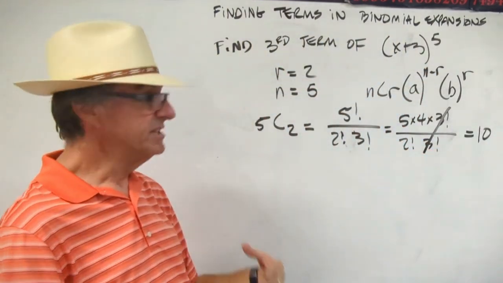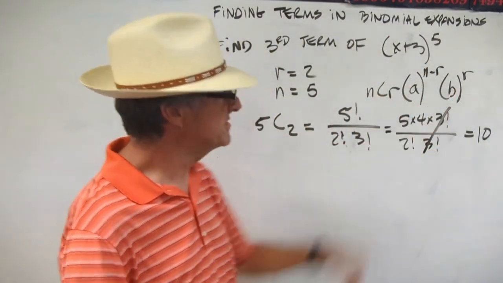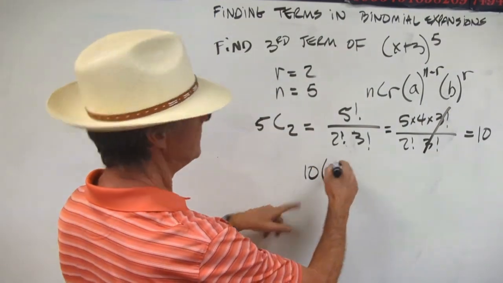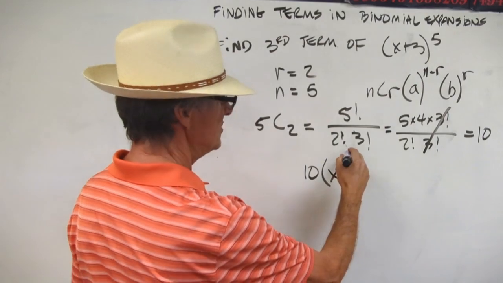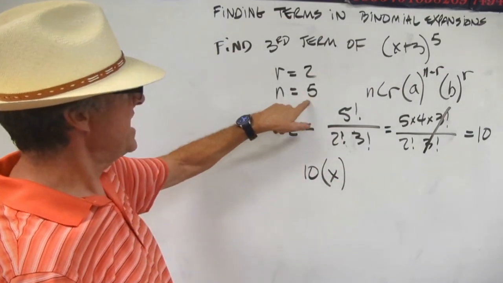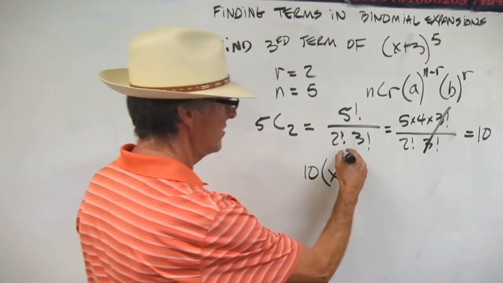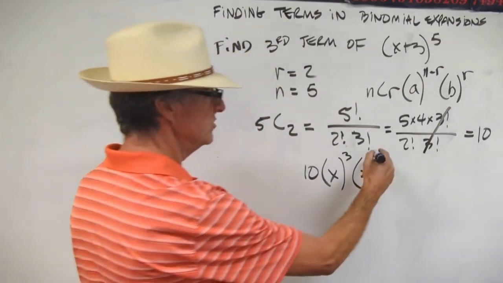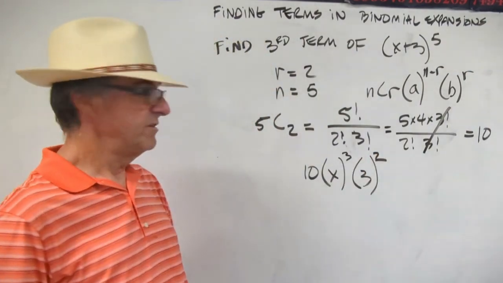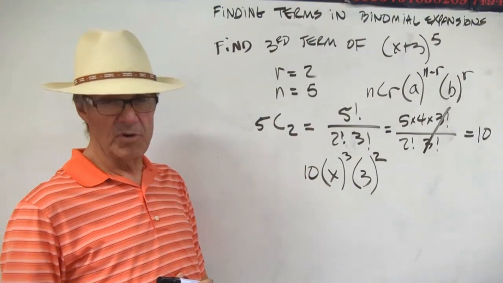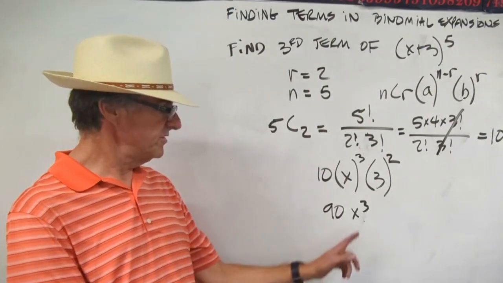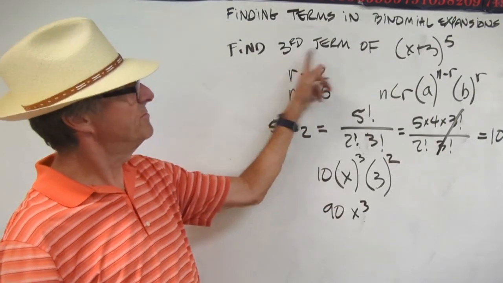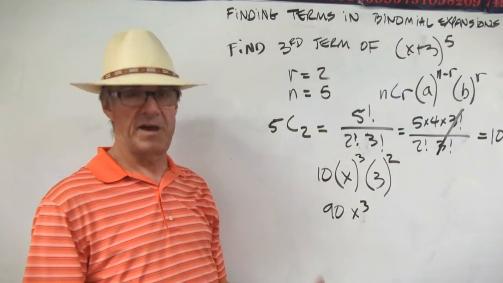So now I need to bring my 10 down into this formula here. So I have 10 times x to the n minus r. So it's x to the n minus r, to the third, and then this is going to be 3 to the r, which is the second power. So now we can pretty much crunch that down. So pause the video and see what you get. All right, so for this one, I get 90x cubed. So that's the third term of (x + 3) to the fifth power.